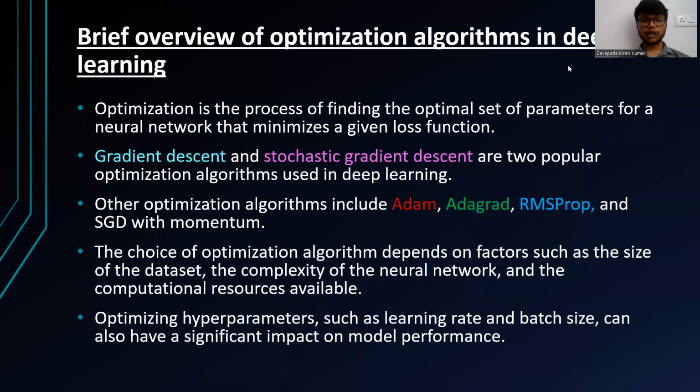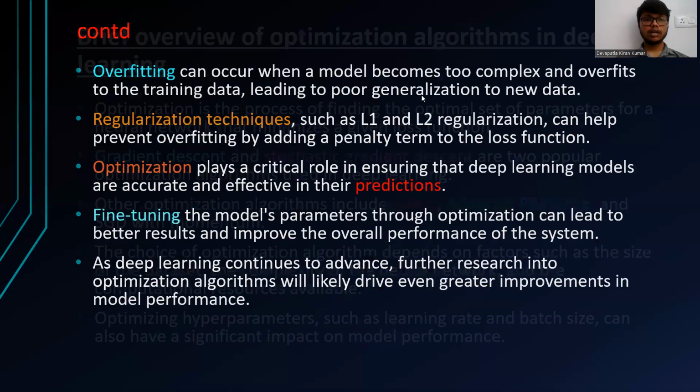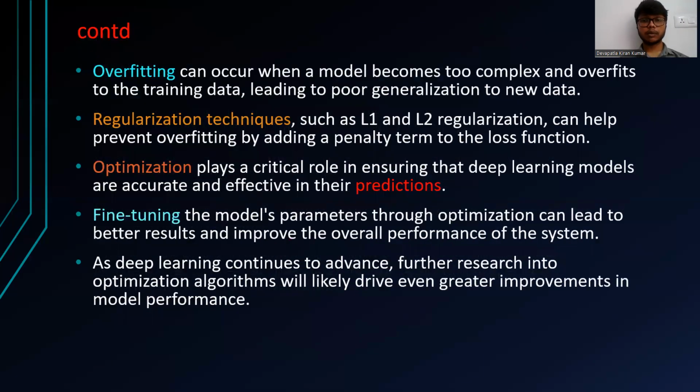So optimizing hyperparameters such as learning rate and batch size can also have a significant impact on model performance. And not only that, but overfitting can occur when a model becomes too complex and overfits to the training data. It leads to poor generalization to new data. Therefore, regularization techniques such as L1 and L2 regularization can help to prevent overfitting by adding a penalty term to the loss function.